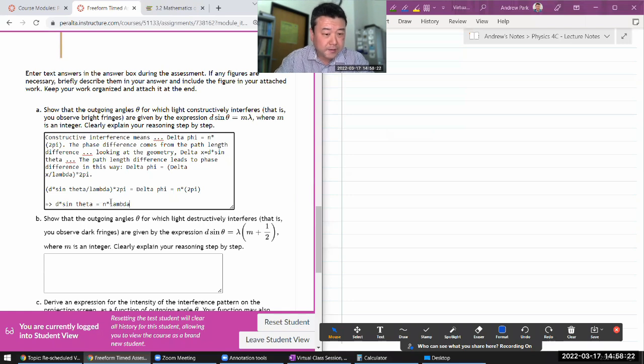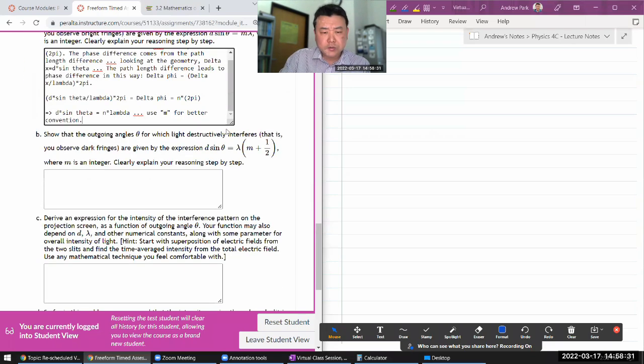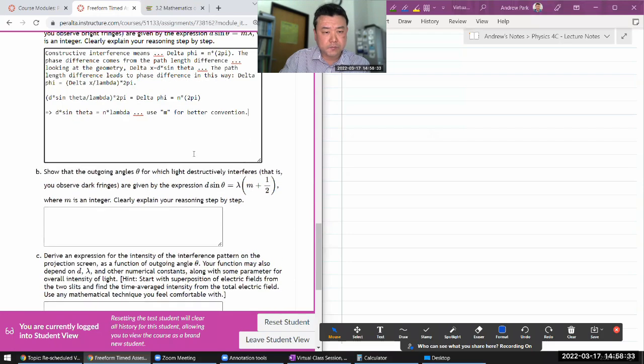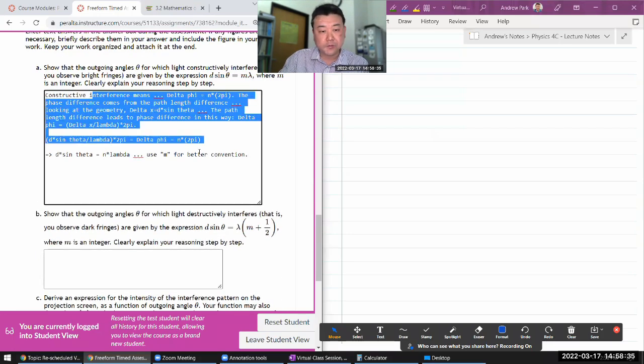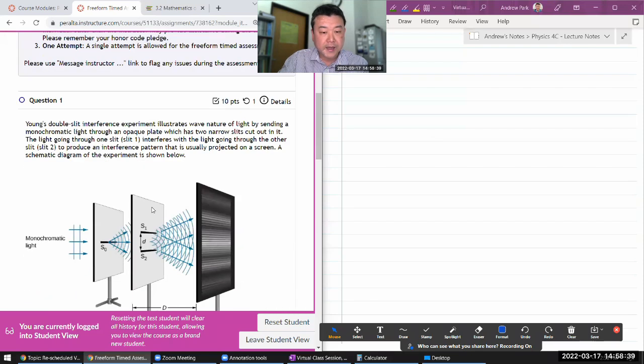2 pi's canceled out. Use m for better convention. So how much of the detail? Here, this is a bit of an over inclusion. Typing all this out takes time. You can say I'm already kind of behind in time.